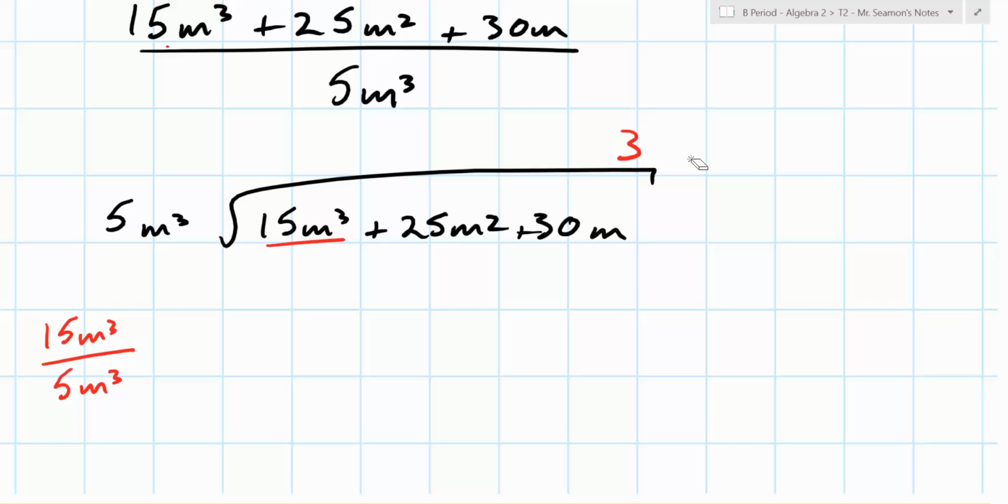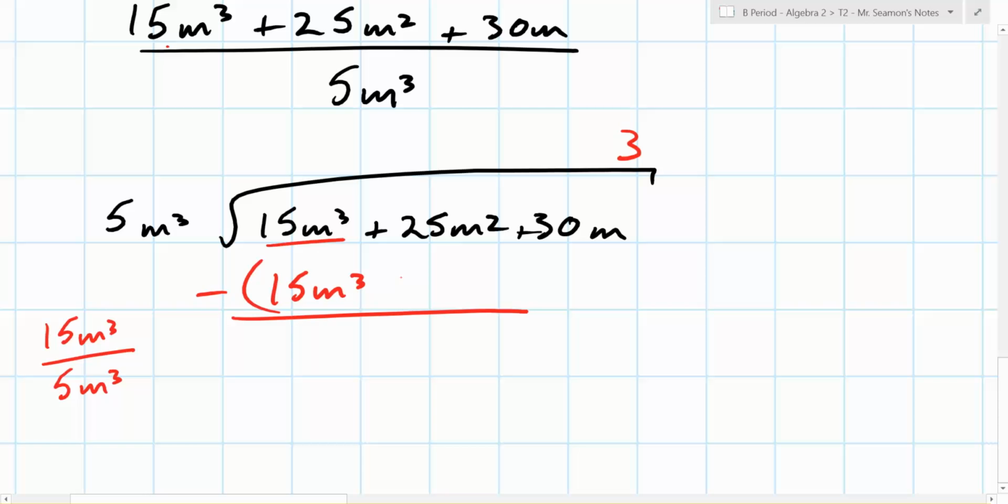3 times 15m cubed. We can go to that in a second. 15m cubed. Now, theoretically, if we've done everything right, are we supposed to end up with the same thing right there? Yes. Because we want to subtract and have what happen? 0 equals 0. You want it to cancel. You want it to become 0. Exactly.